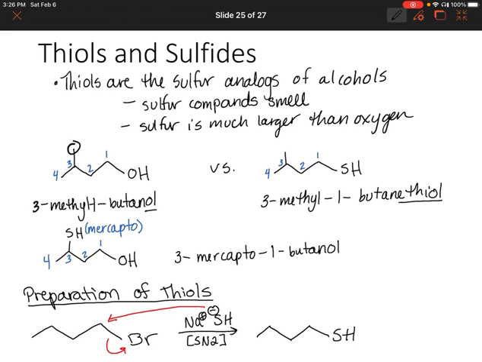Now remember, if you're performing this on, for instance, a secondary carbon where you could have a stereocenter, remember that SN2 involves inversion of the stereocenter.